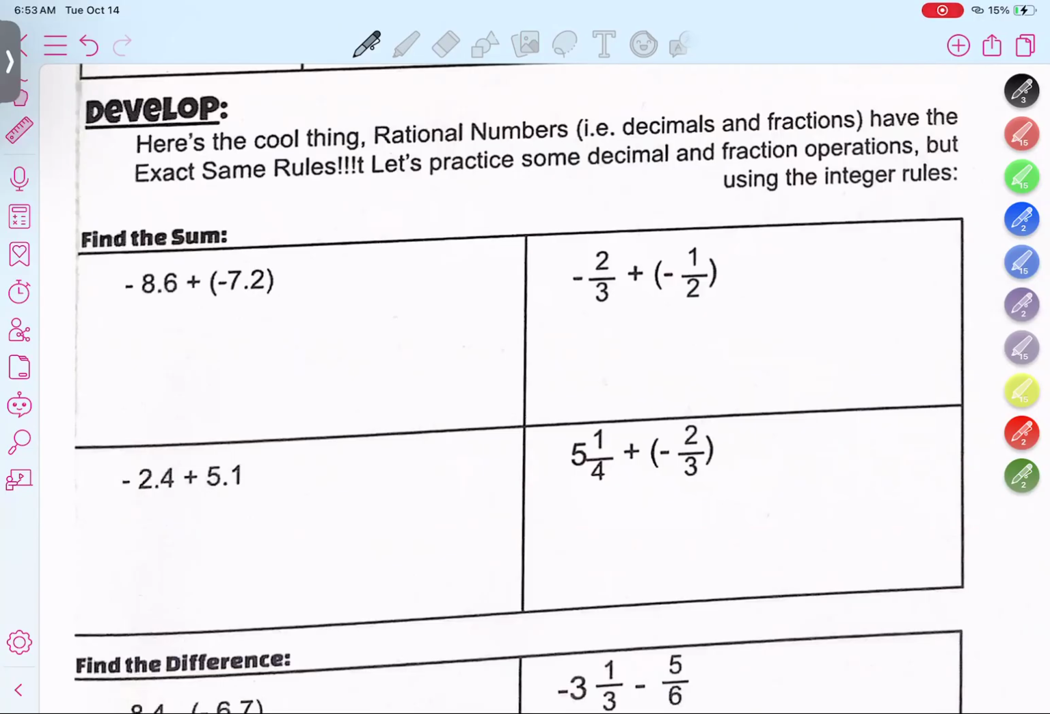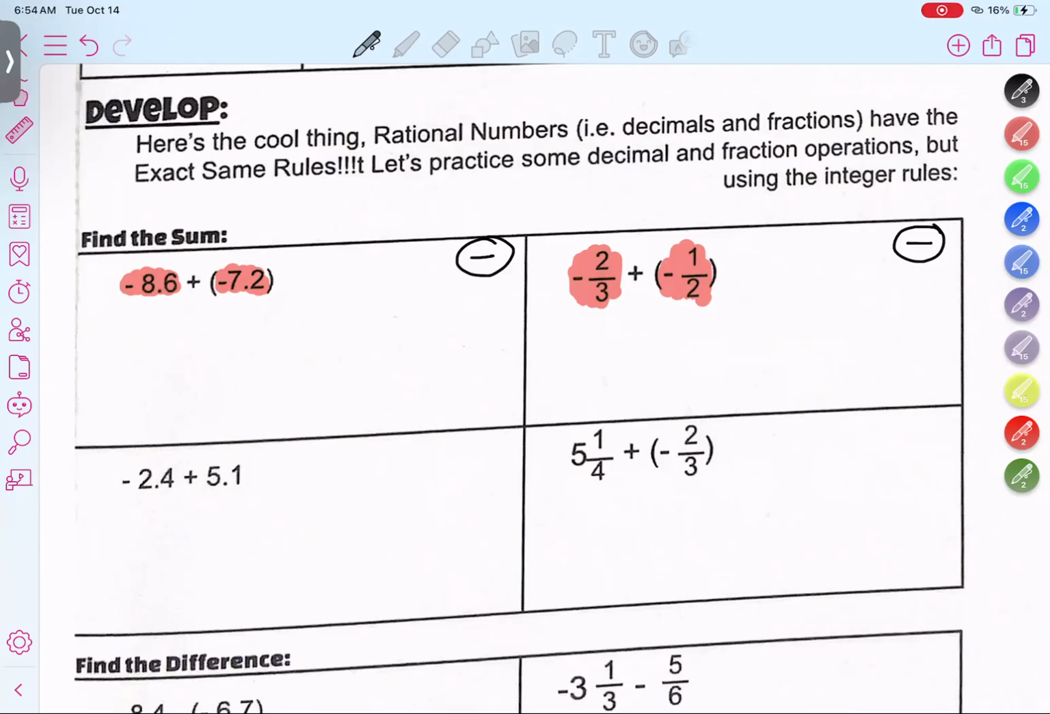So before I even do these problems right here, find the sum, I want us to go through and decide what sign is going to be used on each of these problems. So for the first one, I have a negative plus a negative. I don't care about the numbers. I just know I have a negative and a negative. So when I get my answer here, I have the same sign and it's a negative sign. So we're going to have a negative answer. In my second problem, I have a negative plus a negative. So again, here I have the same sign, and that sign is a negative. So our answer should be a negative.